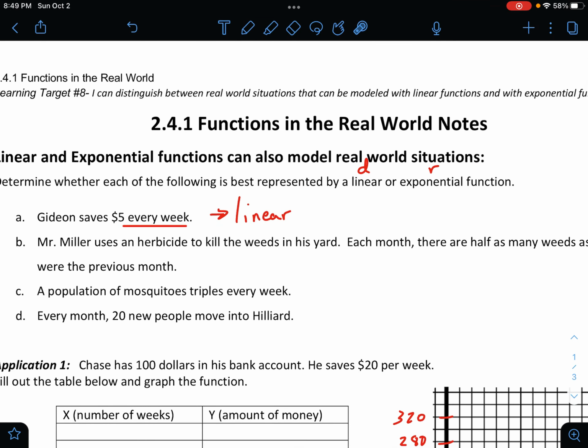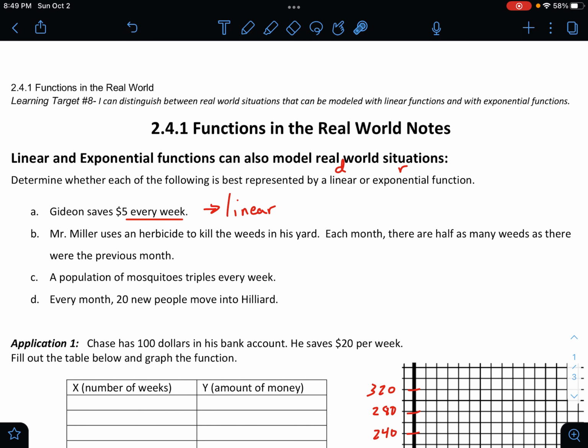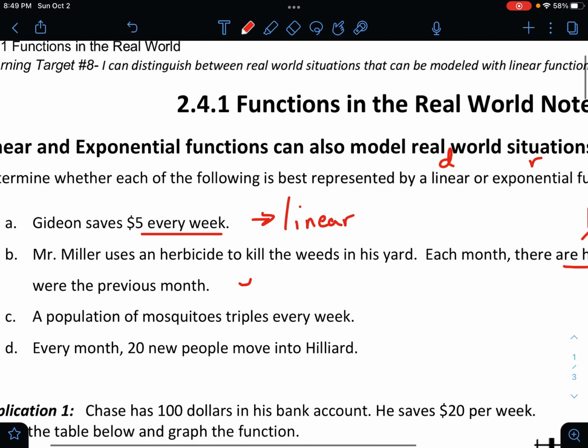Mr. Miller uses a herbicide to kill the weeds in his yard. Each month, there are half as many weeds as there were in the previous month. So this is cutting the number in half, right, which we know to be 1 over 2. So this would be exponential. It's multiplying or dividing.